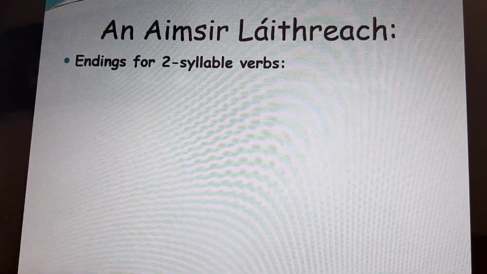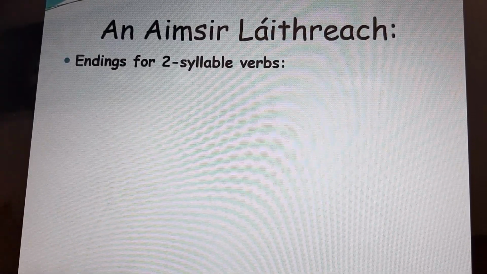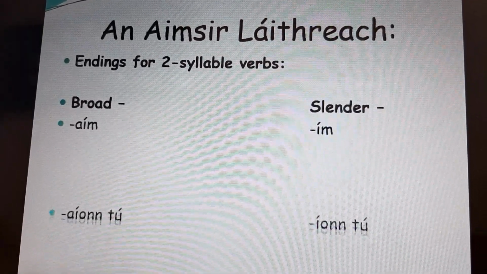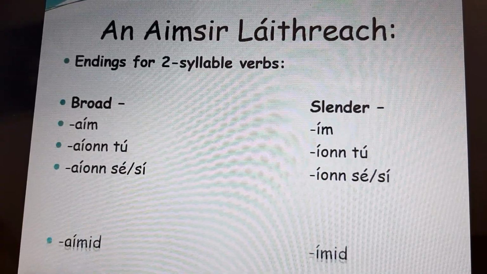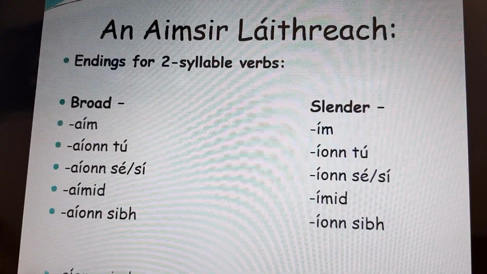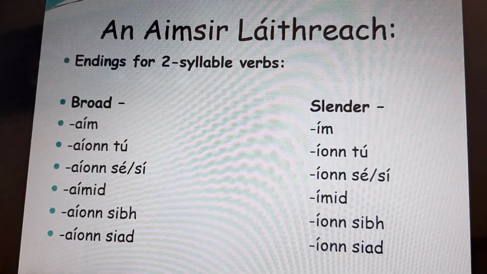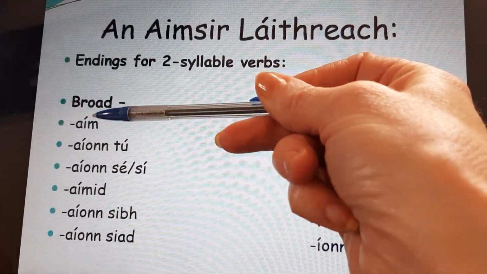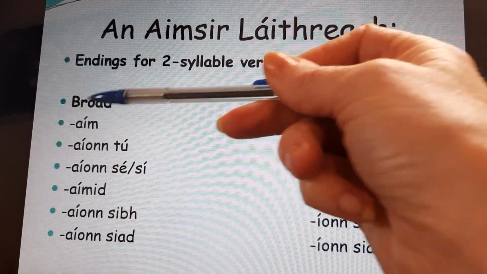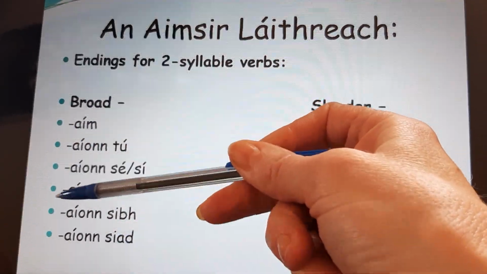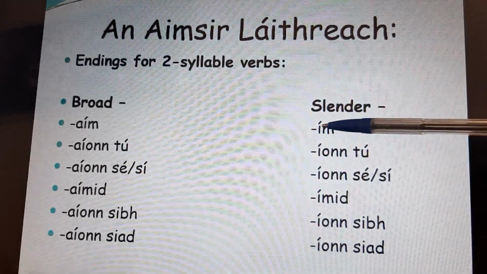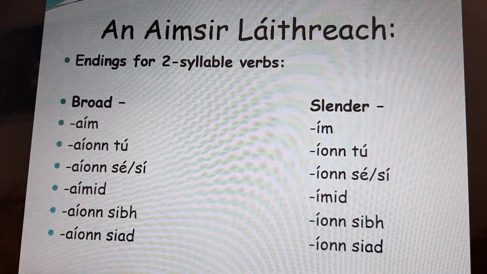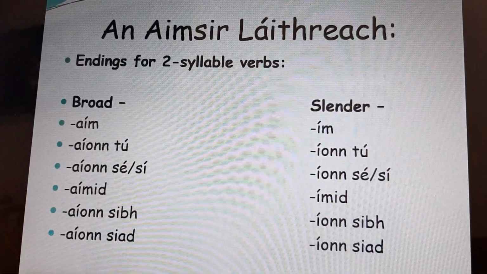So here's the endings we're choosing from for the two syllable verbs. The endings we were using before are no good to us for these ones. We have to choose from different lists. And here they come. For I, you, he or she, we, you, and they. Now you might be thinking, how am I supposed to learn all these different lists of endings? But they're not that different from each other. The only difference between this list and this list is the extra a, which would have to be there to make the ending broad, whereas these all start slender. Remember, with the verb, the last vowel has to match the first vowel in the ending.